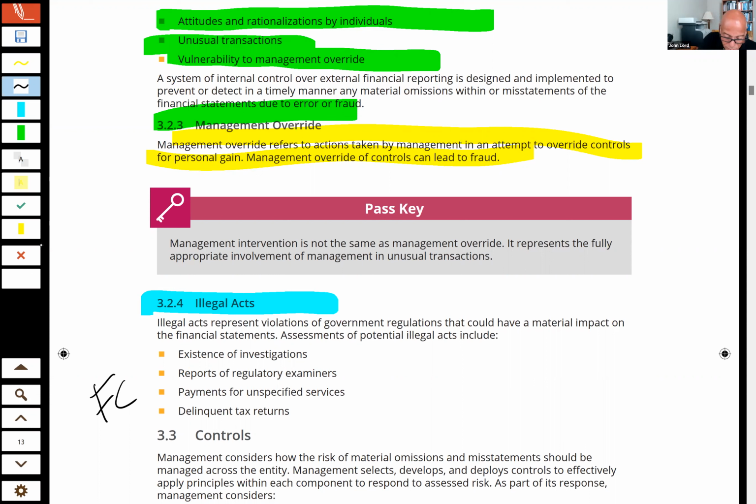Okay, so if there are investigations, reports by regulatory examiners, or payment of unspecified services, that would be an example of potentially a bribe going on. Delinquent tax returns, right? Again, that's going to affect not only compliance, but also financial reporting. The one that I would also add to this is fines. If they're seeing fines being paid, what's going on there?